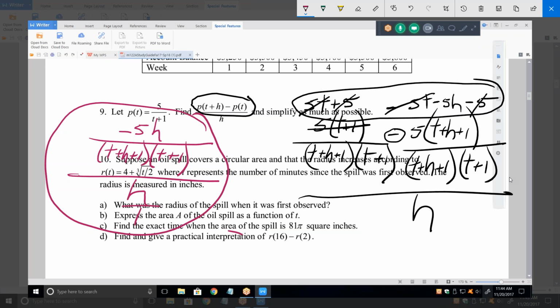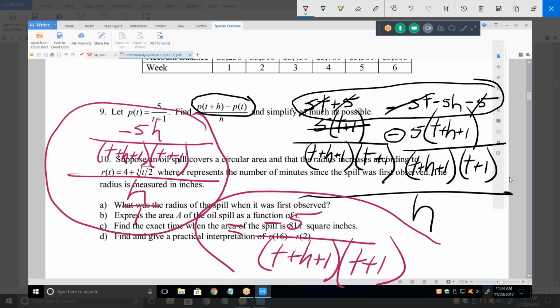So here's what I'm finally left with. A minus 5 in the numerator, all over t plus h plus 1 times t plus 1. And that is my answer to this problem. Now, had they said, what is the limit of that as h goes to 0? I just plug in h of 0 and you end up with minus 5 over t plus 1 squared.